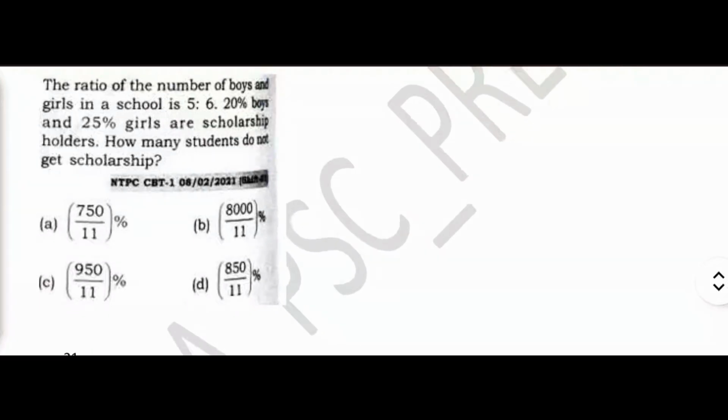Again, the ratio of the number of boys and girls in the school is this. We have these boys, we have these girls. This is 5 and this is 6. For your calculation purpose guys, consider this: 5 and 6 cancelled, anyway you get 5:6.